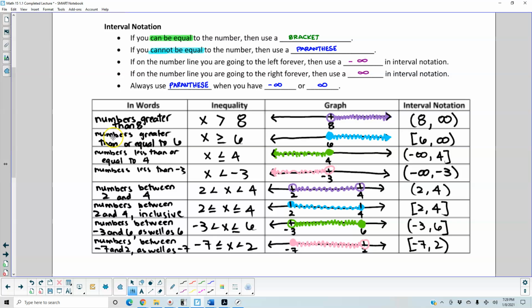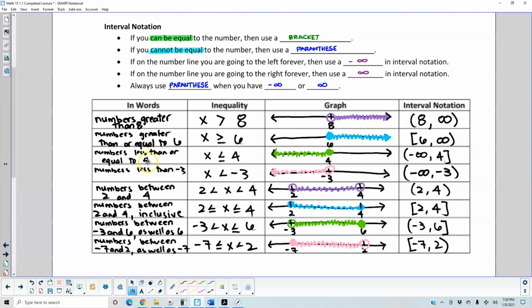Next example, numbers greater than or equal to 6. The inequality would be x greater than or equal to 6. The graph would have a closed dot at 6 and it would be shading to the right. So we'd have a bracket 6 because it's including 6, comma, positive infinity with a parenthesis.